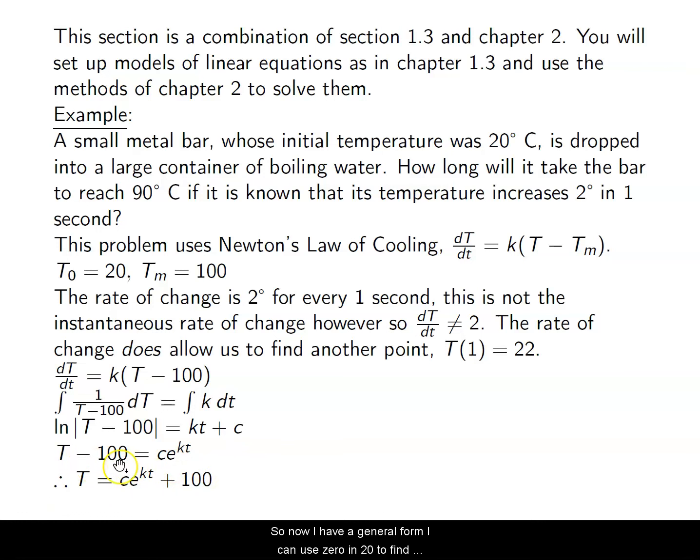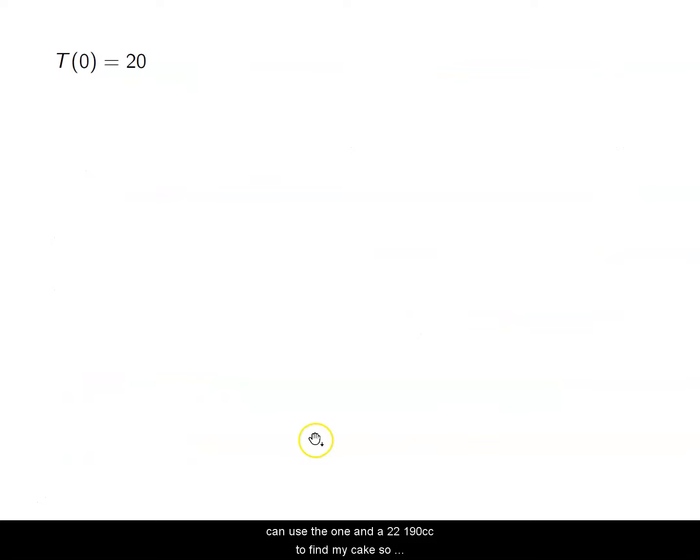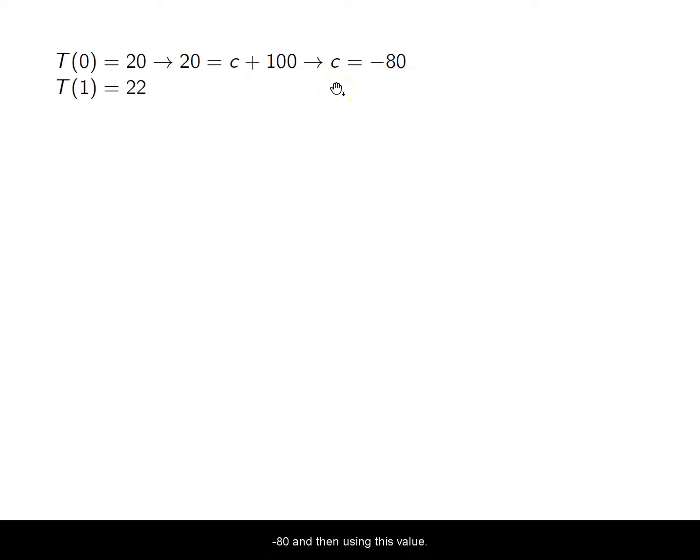So now that I have a general form, I can use 0 and 20 to find out most likely this C value. Well, it will be C. And I can use the 1 and the 22 once I know C to find my K. Okay, so that's nice. So 0 and 20 will reduce my equation down to this. So C is negative 80, not 180. Negative 80. And then using that constant of negative 80 that I found, I can then solve for K, right?